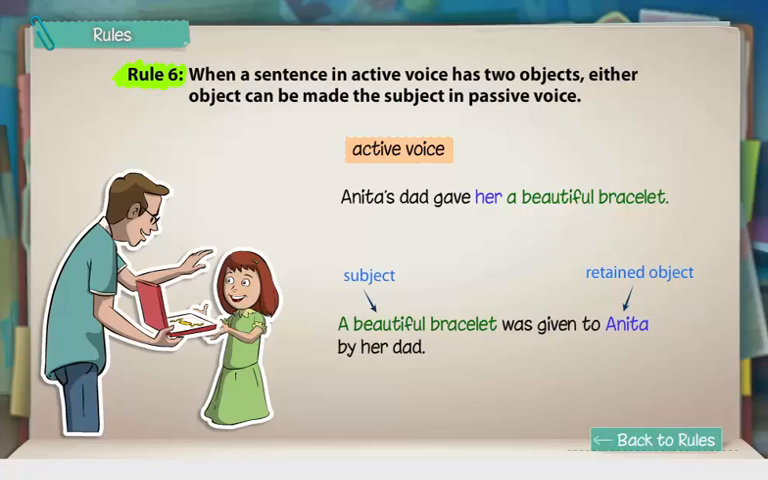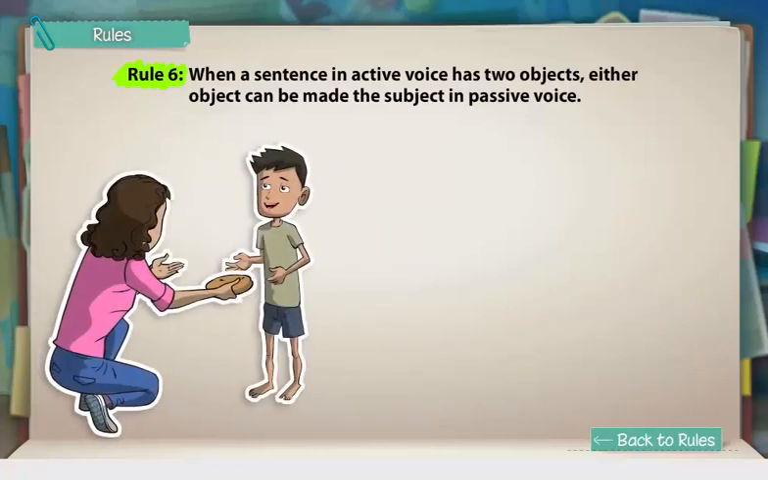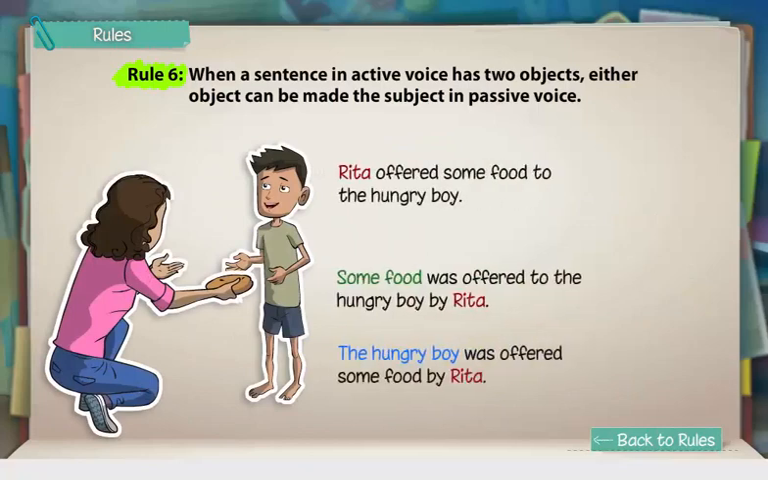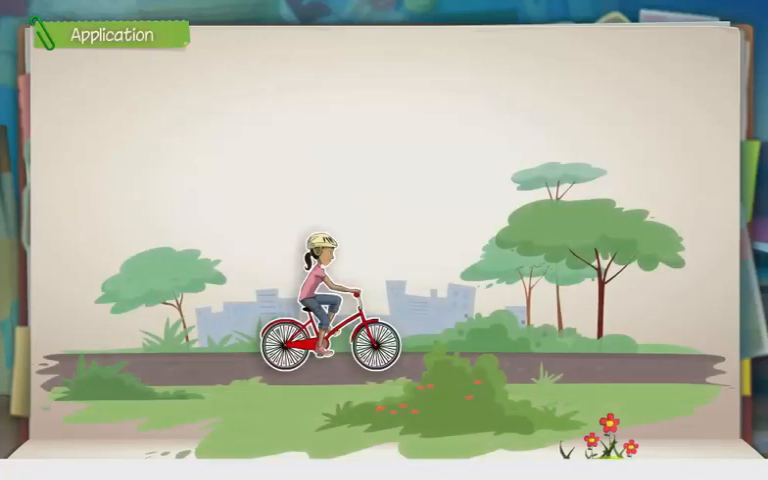Another way to change this sentence to the passive voice is to change the indirect object, her, to the subject, Anita, and to leave the direct object unchanged. Here is another example of the different ways in which a sentence with two objects in the active voice can be changed to the passive voice. Let's see how active voice and passive voice are used in the following scenario.